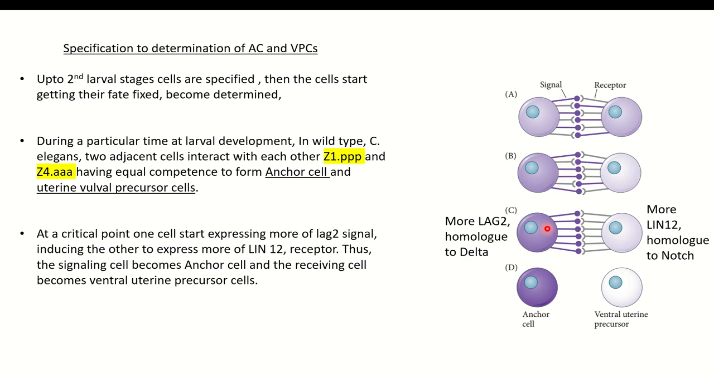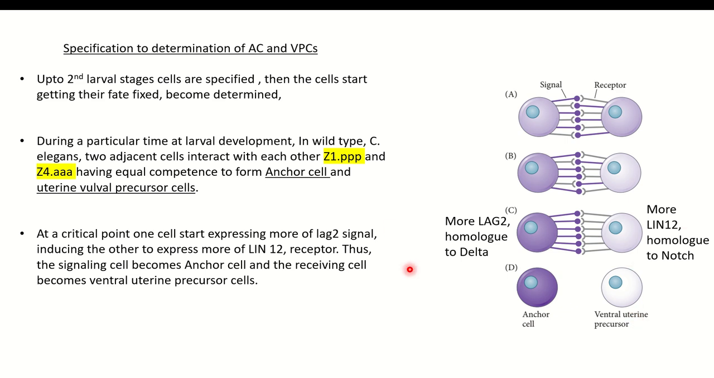So by chance event, some cell like this cell here develops more of the anchor cell properties, develops more of the ligand, or in case of mRNA we say lag2 mRNA, homologue to Delta, and some have the Lin12 mRNA which expresses more of the receptor. Thus having more of the lag2 forms the anchor cell, and more of the Lin12 forms the vulval uterine precursor cells.